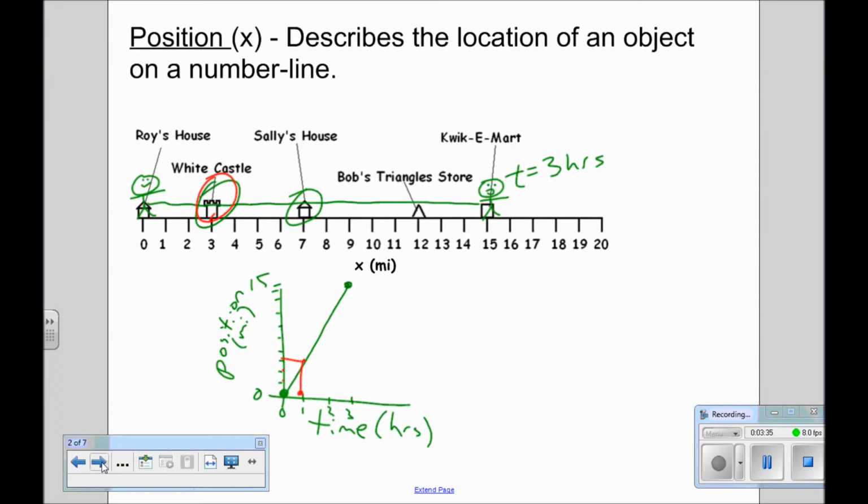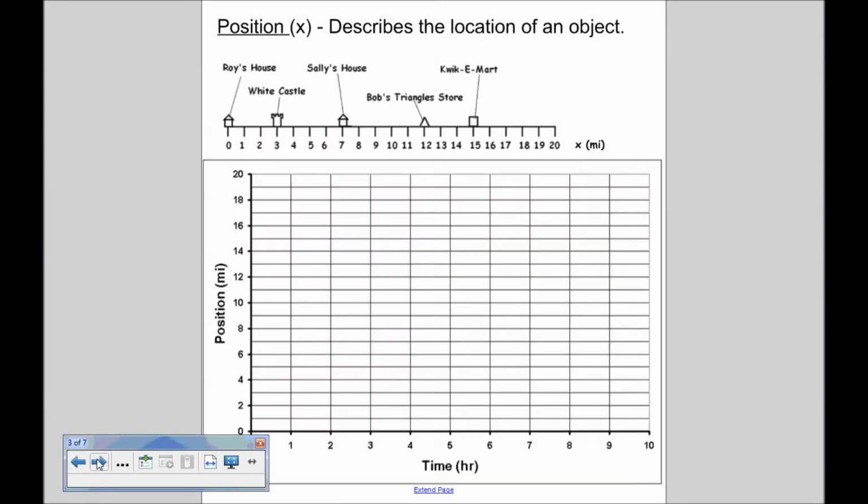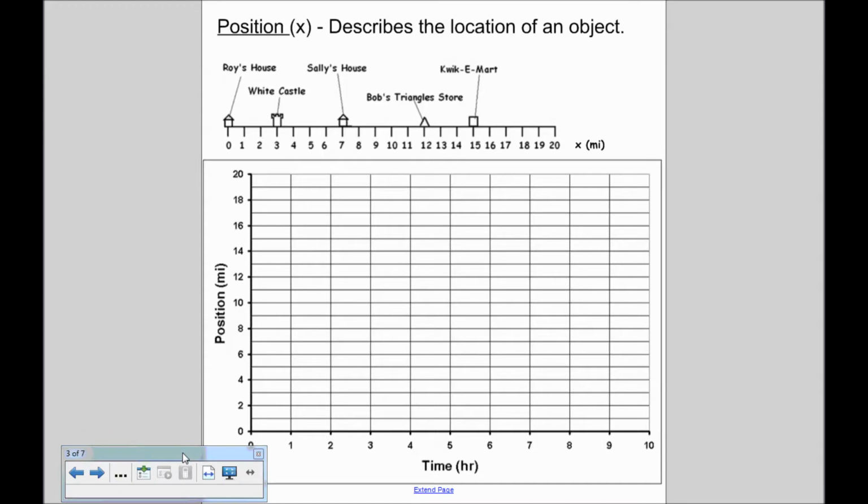So let's kind of clean this up a little bit and make kind of a nicer graph. Okay? So take a minute and actually draw this graph out. Okay? You don't need to use a ruler, but try your best to draw your graph so that your time goes from 0 all the way up to 10, and your position should go from 0 up to 20. Okay? So pause the video, do that now.